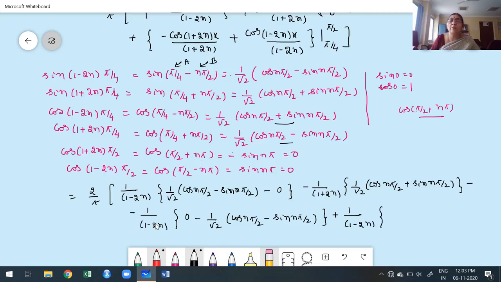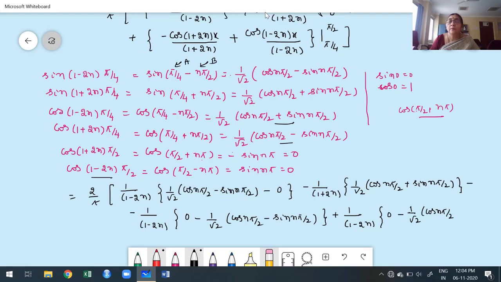Now here plus 1 by 1 minus 2n into the upper limit. What is my upper limit? Upper limit is pi by 2. What is cos of 1 minus 2n into pi by 2? It is 0. 0 minus the lower limit. Lower limit is pi by 4. Cos of 1 minus 2n into pi by 4. This we have to write: 1 by root 2 into cos of n pi by 2.